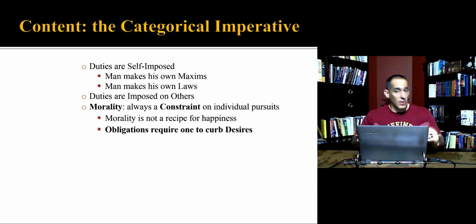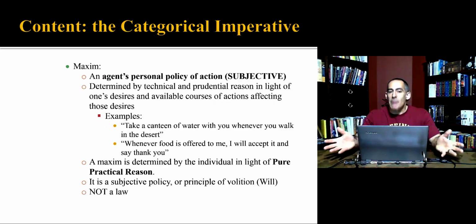Now, these duties that are in laws we come up with, we impose. We basically start by making what we might call maxims, which are these personal policies. And then we can impose them on ourselves, we can impose them on other people. And remember, morality is always a constraint for human behavior because we're trying to ignore our desires. So what exactly is a maxim?